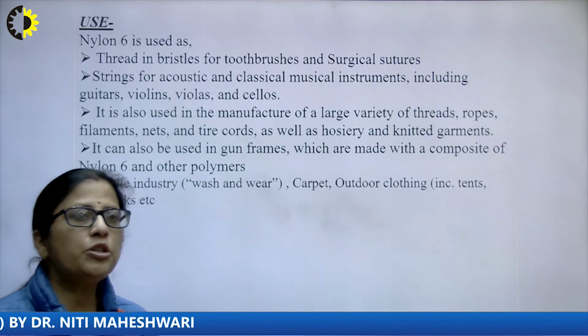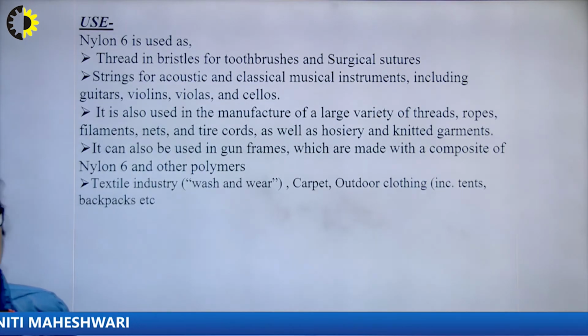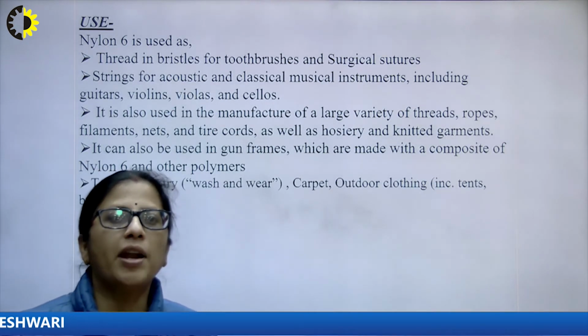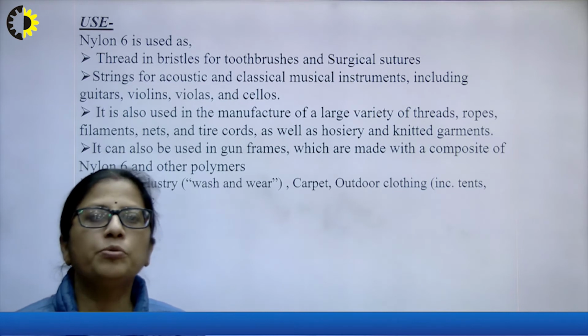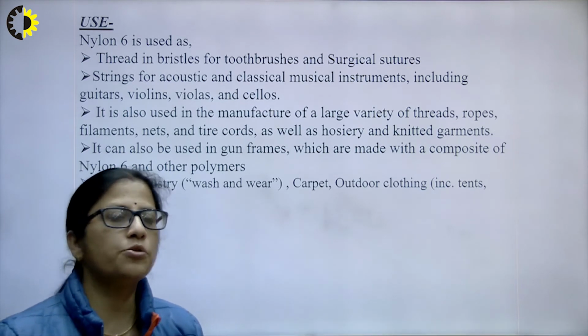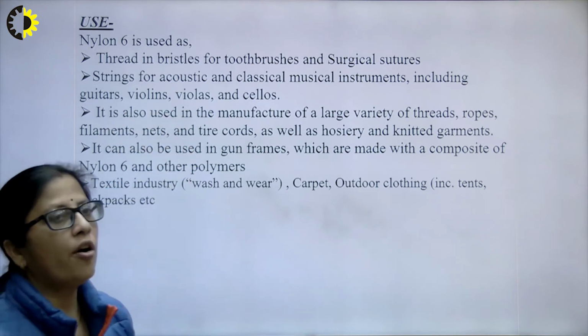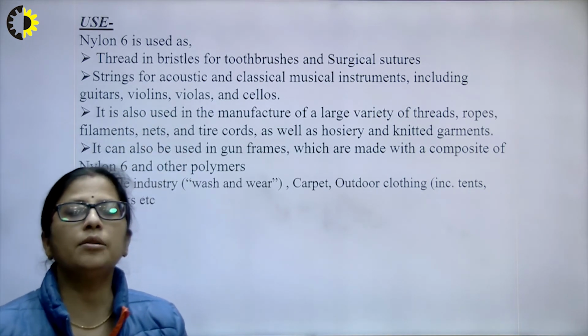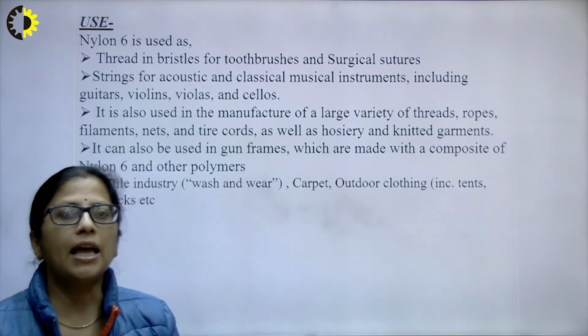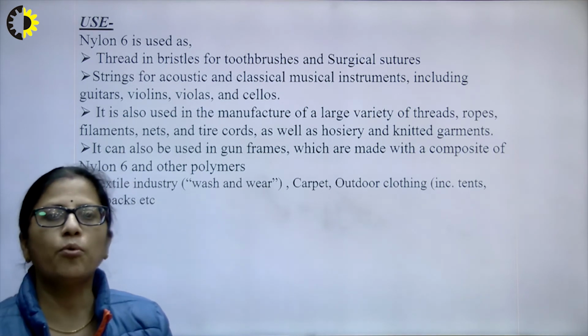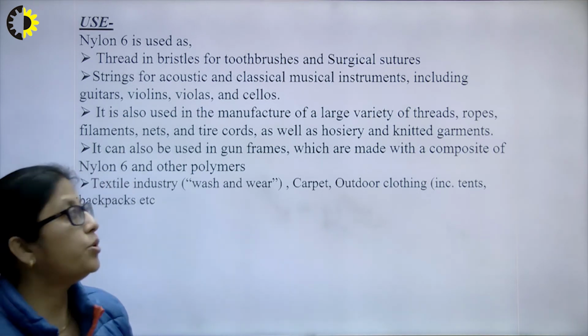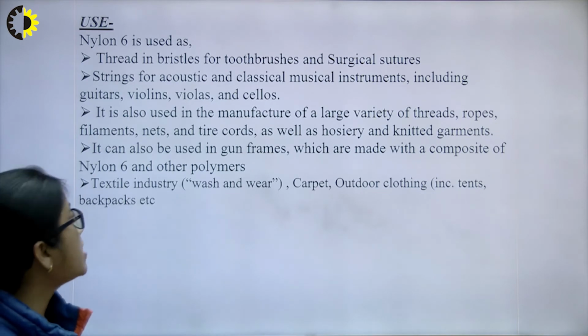Now, coming to the uses, this nylon 6 is used as threads in the bristles for toothbrushes and surgical sutures. Then, it is used for the strings of acoustic and classical musical instruments like guitars, violins, violas, and cellos. So, the strings are made up of nylon 6.